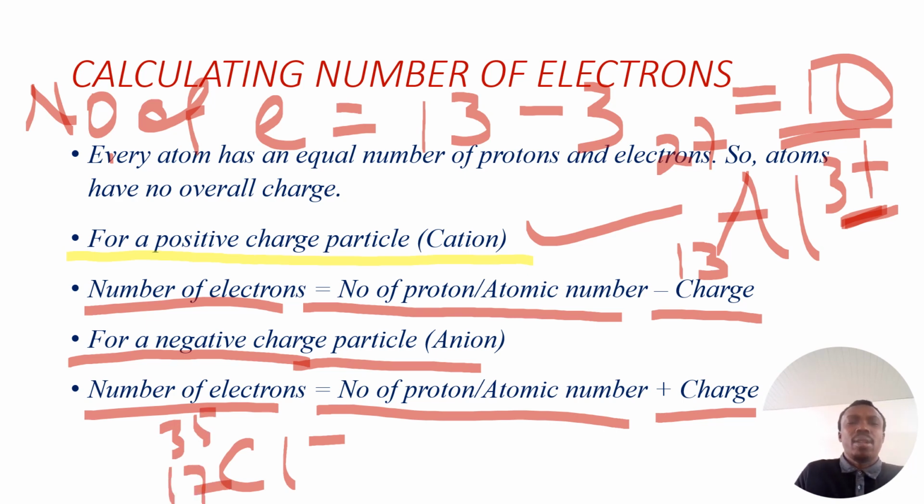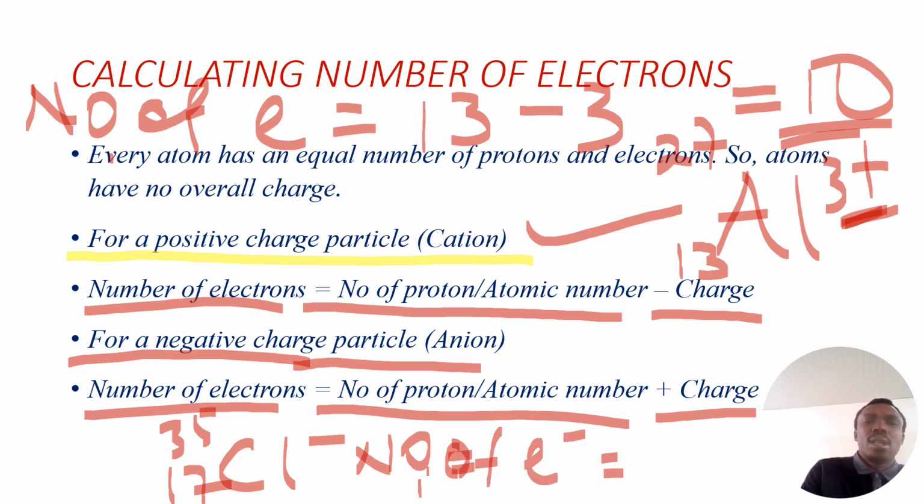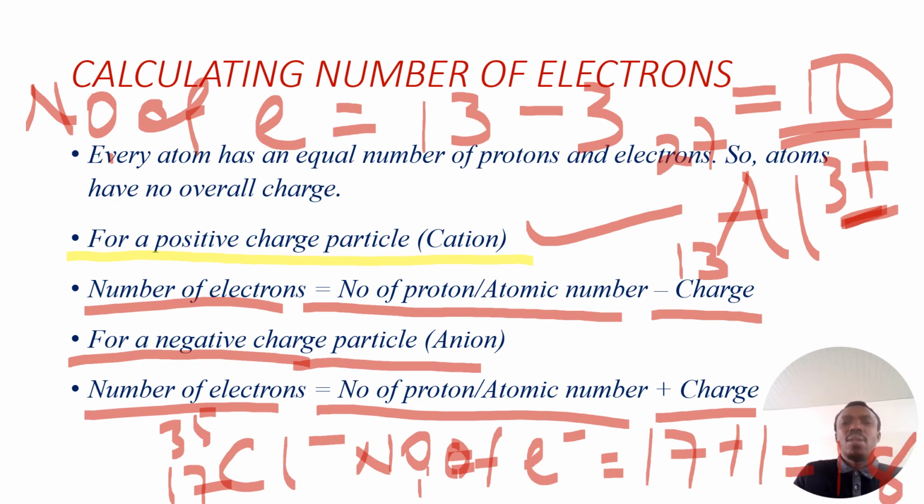So you are asked to calculate the number of electrons. The number of protons here is 17, but the number of electrons is not 17. So the number of electrons will be equal to 17, which is the number of protons, plus the charge, which is 1. 17 plus 1 is equal to 18. So the number of electrons is 18.